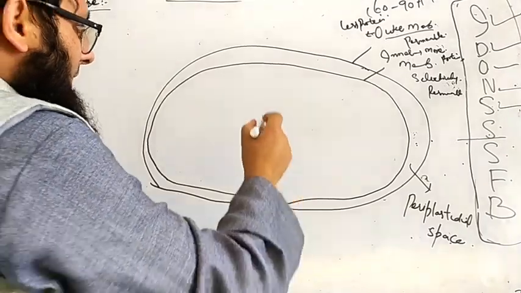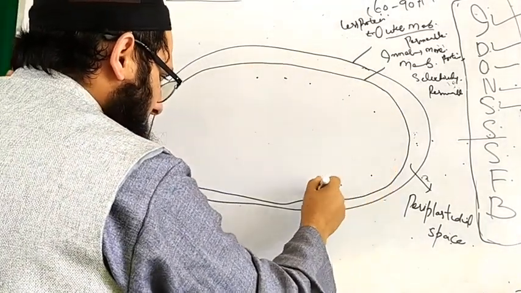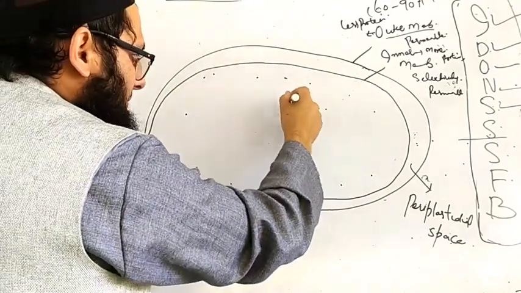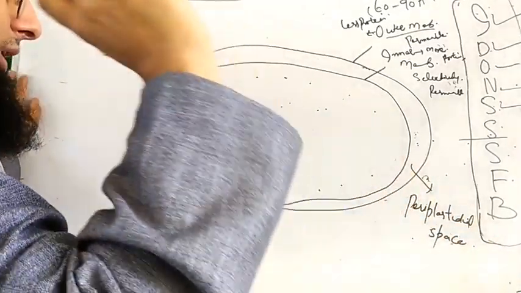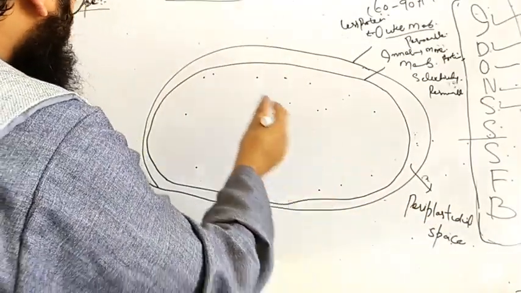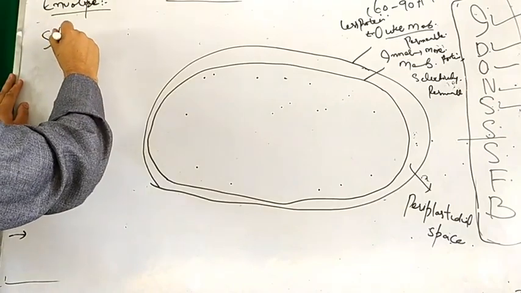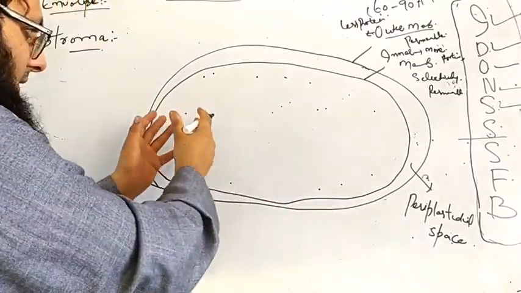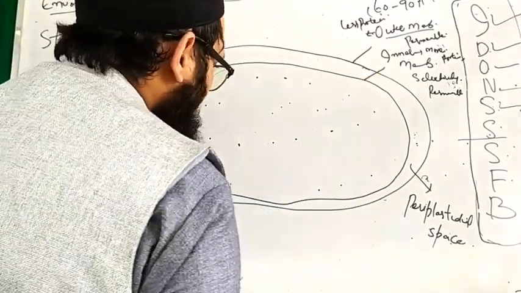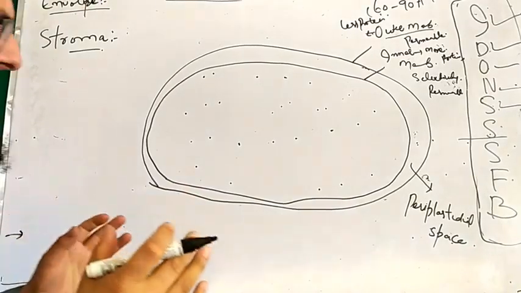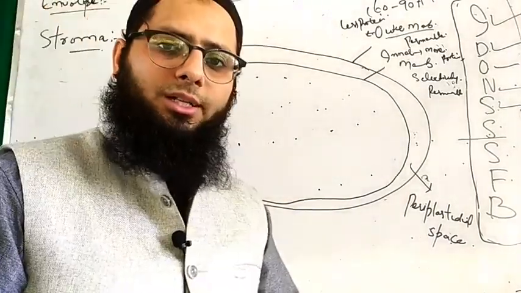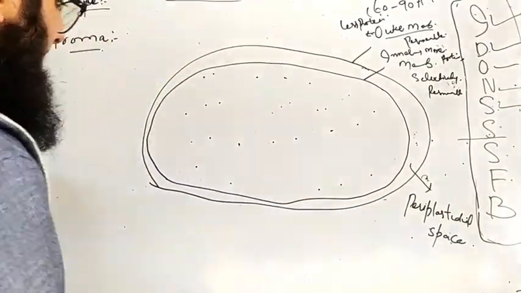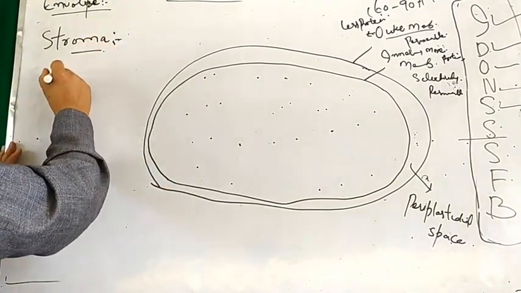Then we have this inner compartment, which is limited by the inner membrane, and this is filled with the ground substance. In mitochondria we would call it matrix, here we call it stroma. This gel-like fluid substance present over here we call stroma. In some books it's also mentioned as matrix, but matrix we mostly call it in the case of mitochondria, here we call it stroma.